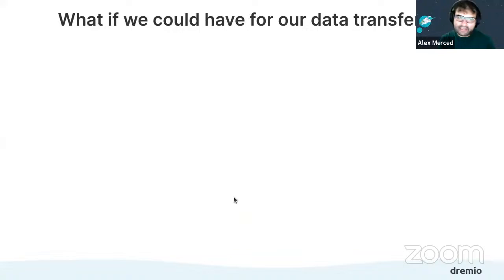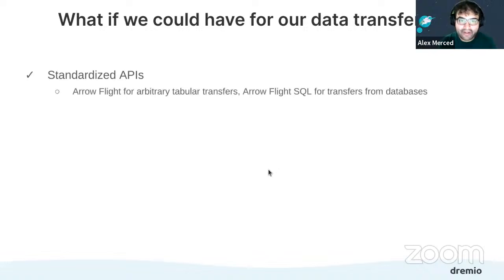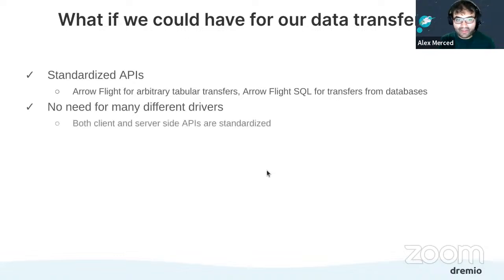So kind of summarizing, at the very beginning, we're like, what if we could have all these things with the way we transfer data? What if we could have standardized APIs? Well, Arrow Flight gave you a standardized API. What if I didn't need many drivers? Well, with Arrow Flight SQL and now the open source ODBC JDBC driver, all that's pretty standardized. No need for many drivers.